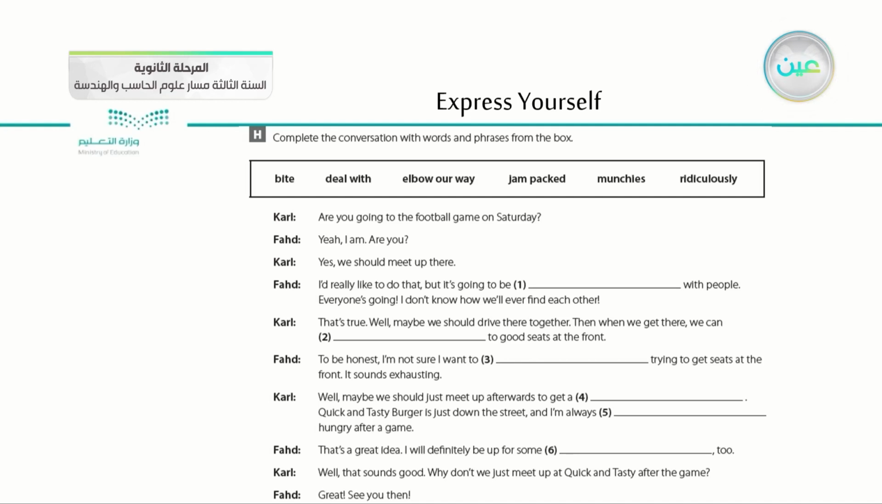So we're talking here about something that is related to people. Which one of the words has no relation, or we can't relate it to people? For example, we have bite, we have munchies, we have ridiculously. All these words are irrelevant to people. So which one is the right answer, if you think in your mind?